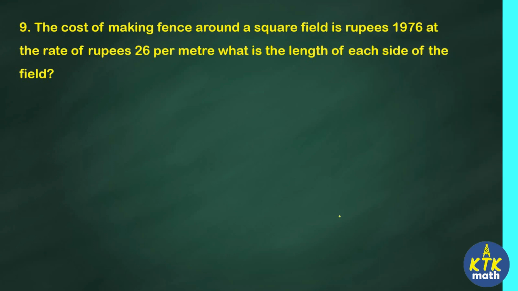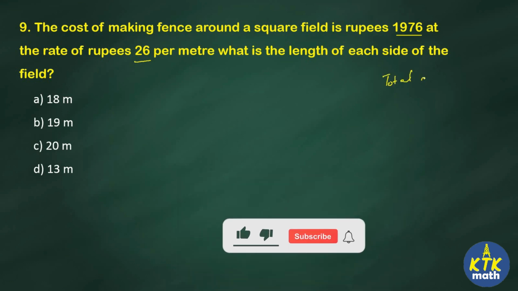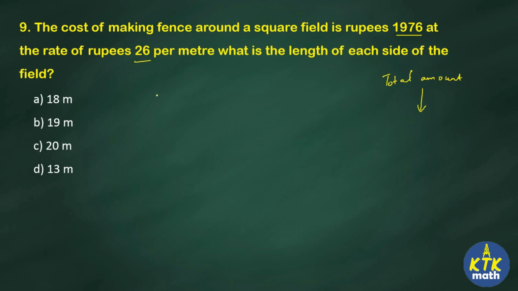Question number 9. The cost of making a fence around a square field is rupees 1976 at the rate of 26. So this time they gave it in reverse. The total amount is given to you. From the total amount we should find the individual amount. Individual amount means what? For 26 meter they are spending 1976. Then what about for 1 meter? For 26 meter 1976 means, for 1 meter you should divide.